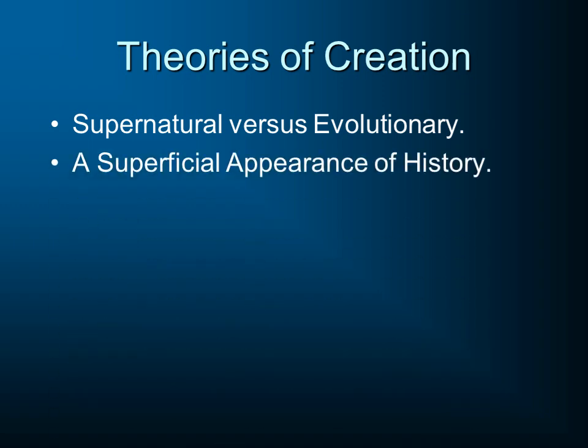Secondly, as we continue both in Genesis chapter 1 and in chapter 2, there is suggested to us that creation had a superficial appearance of history. The age-old question, what came first, the chicken or the egg? Well, we're going to see God being described as bringing forth animals, not baby animals, not eggs, but rather animals. And so that would suggest that they already look like they've grown and developed.